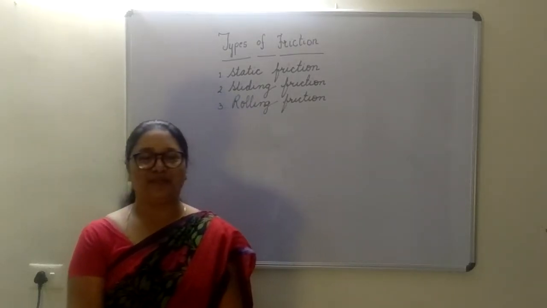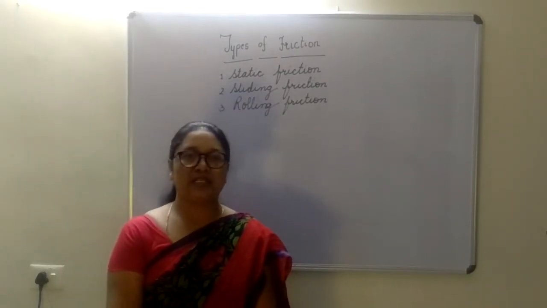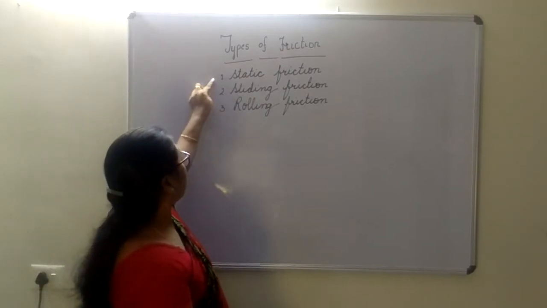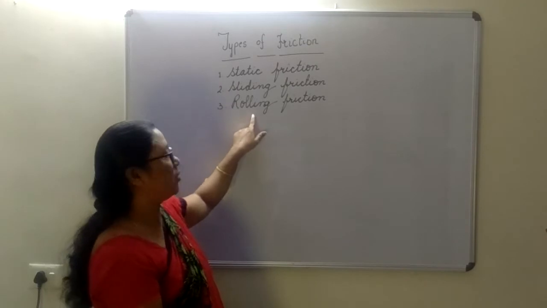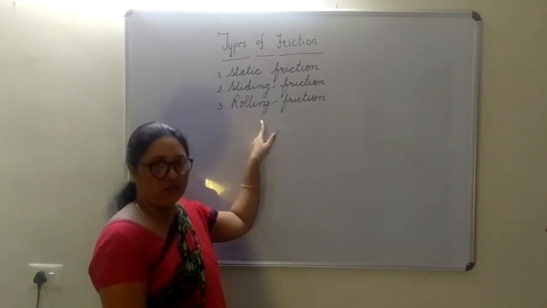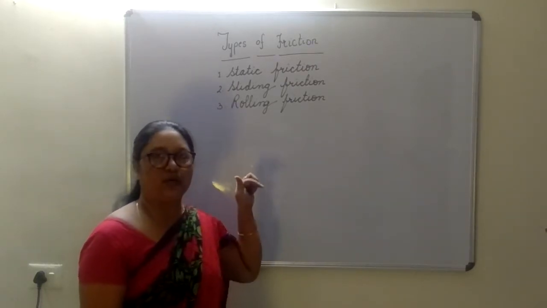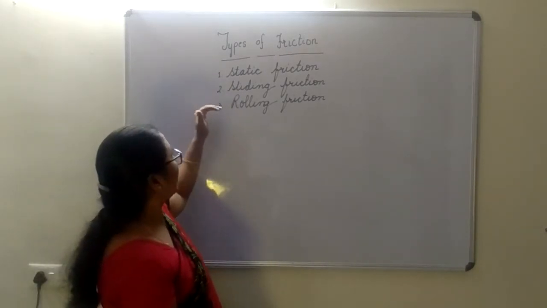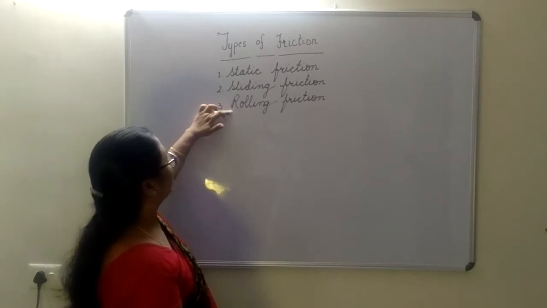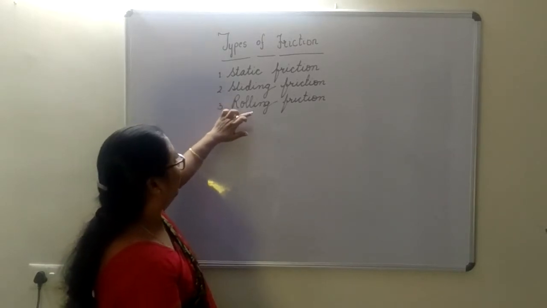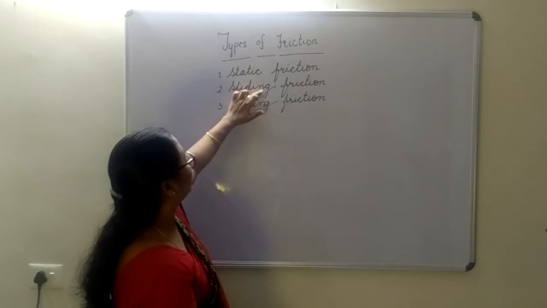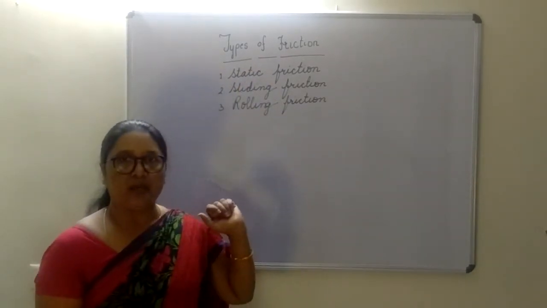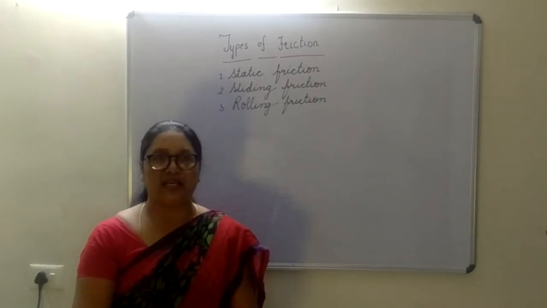Good morning everyone. In our previous class we have already studied the types of friction: static friction and sliding friction. Today we are going to discuss rolling friction also. In this section we are going to compare these three frictions. We will see that rolling friction is much smaller than sliding friction, which is much smaller than static friction. Okay, so we'll take one example.